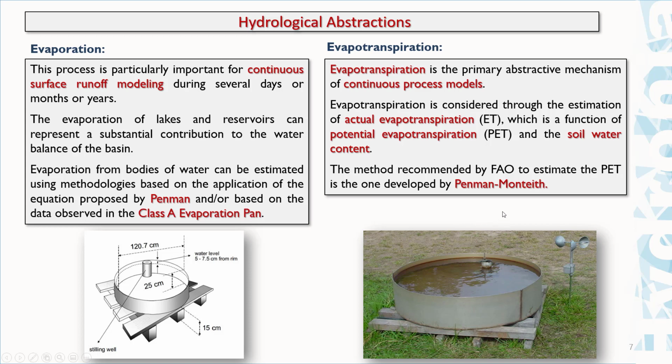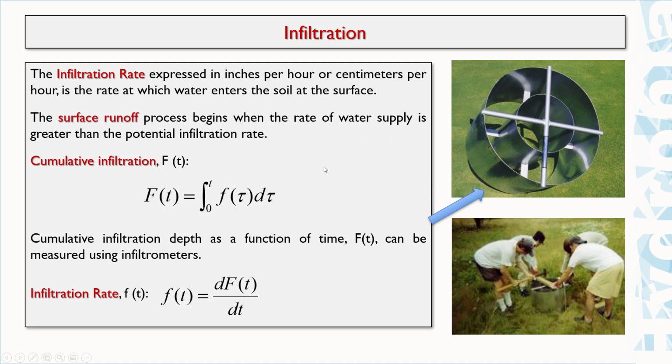This extreme storm that we are using to analyze these problems related with flooding and inundation. Well, then the infiltration is going to be the process most important in this definition of the surface runoff. The infiltration rate is expressed in inches per hour or centimeters per hour, and it is the rate at which water enters into the soil, the ground surface. The surface runoff process begins when the rate of water supply, that is the intensity of the rainfall, is greater than the potential infiltration rate.